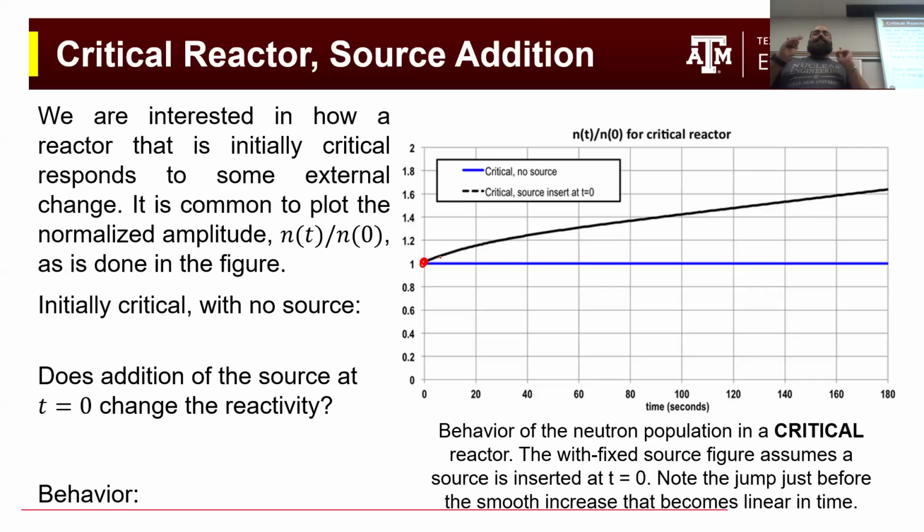If my system is critical with no source, then we said that my population is just going to remain constant, which means that we just see a straight line. So if you're critical with no source, then n of t is constant, which is this guy.